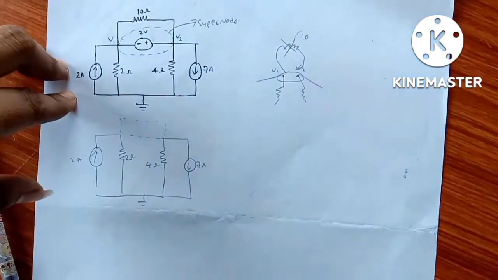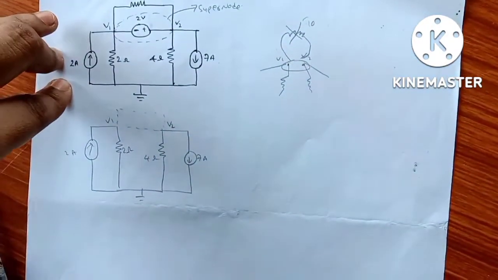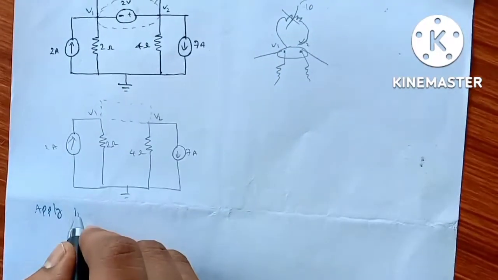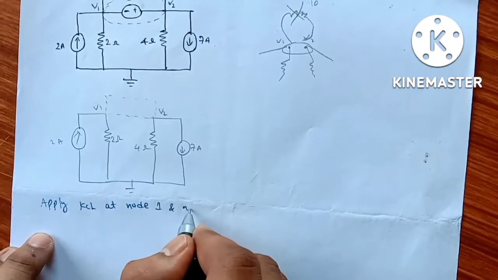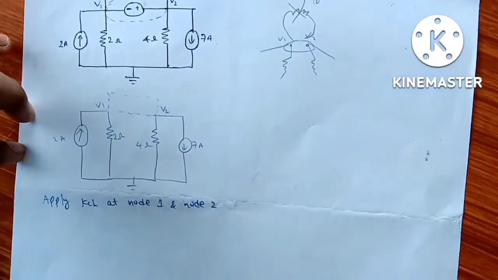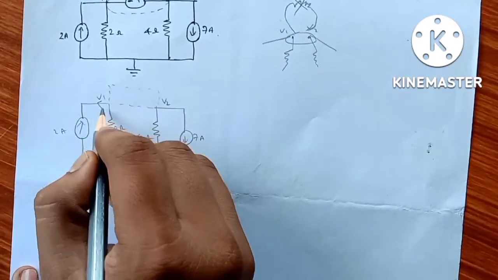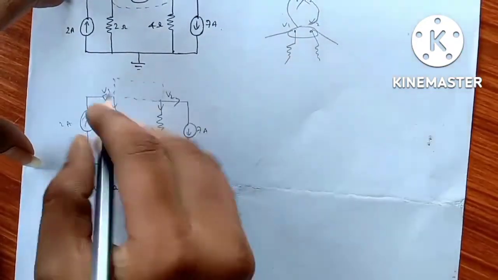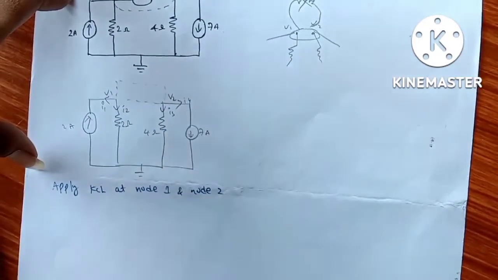So now apply KCL at node 1 and node 2. We are taking node 1 and node 2 as a single node. While applying it, we are taking current flowing away from the node. So the current directions look like this. Let us name these as I1, I2, I3 and I4.